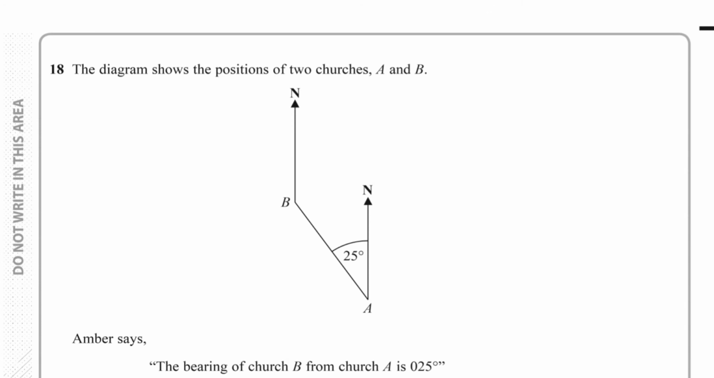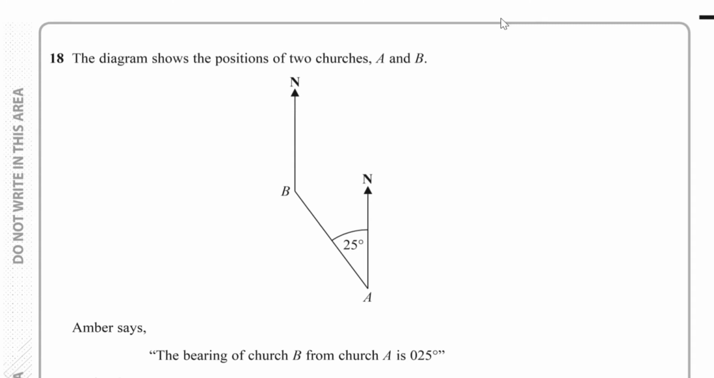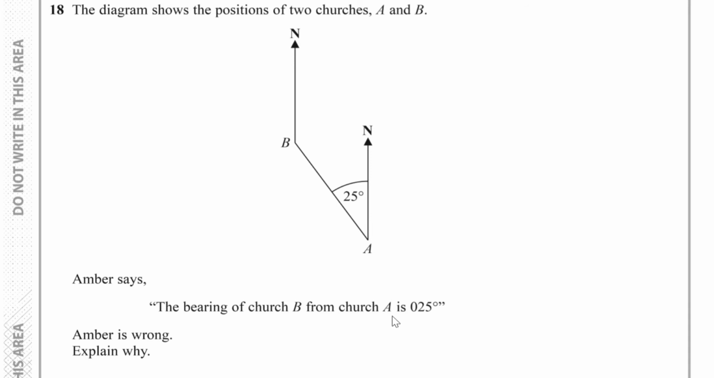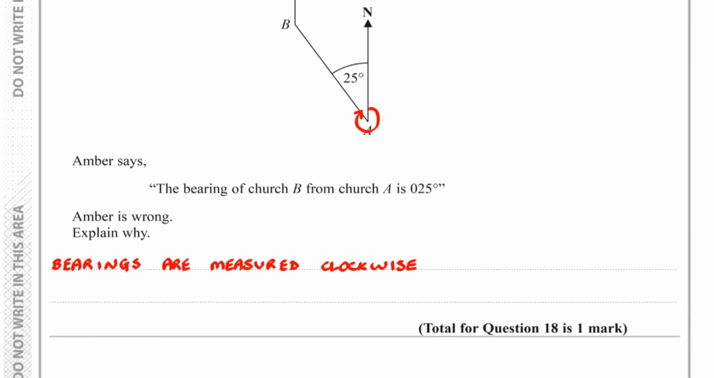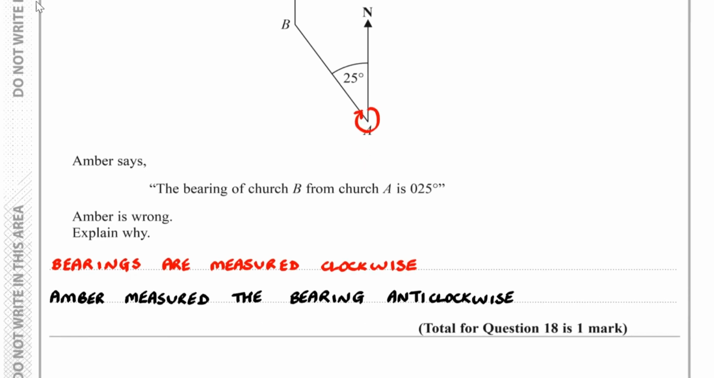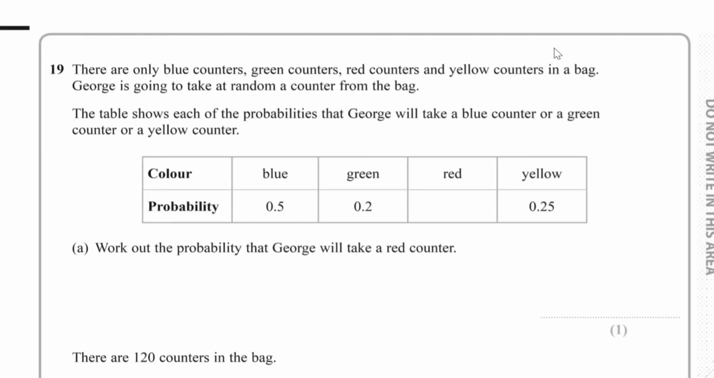Question number 18. The diagram shows the positions of two churches, A and B. Amber says, the bearing of church B from church A is 25 degrees. Amber's wrong, we have to explain why. Well, what we can see is bearings are measured clockwise. So that's shown by the direction of this arrow. And what Amber did wrong was she measured the bearing anti-clockwise.